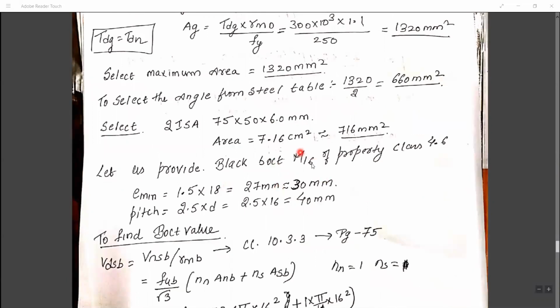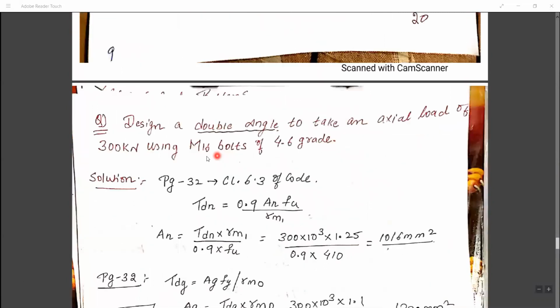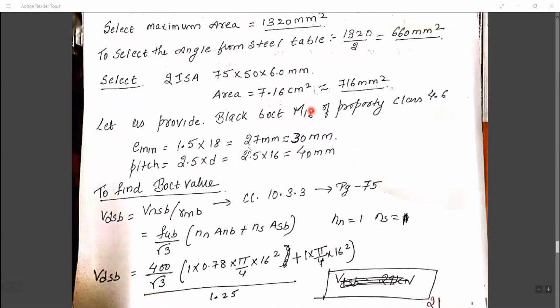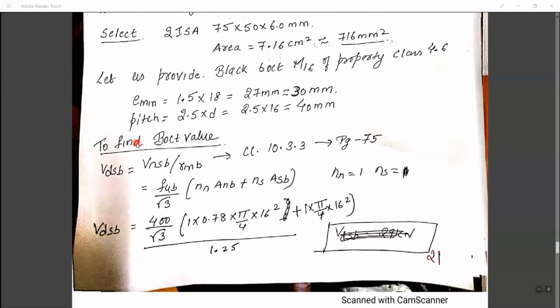Then in already the question is given M16 black bolt of class grade 4.6. So just you need to calculate the end distance and pitch distance. 1.5 into 18. 18 is nothing but your clearance distance. 16 plus 2, 27 mm or 30 mm. And pitch distance is 2.5 into D. 2.5 into 16 is 40 mm.